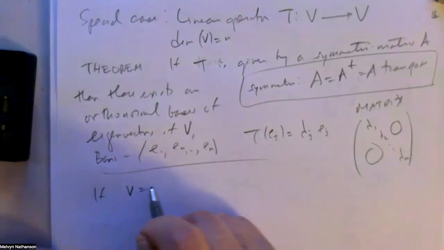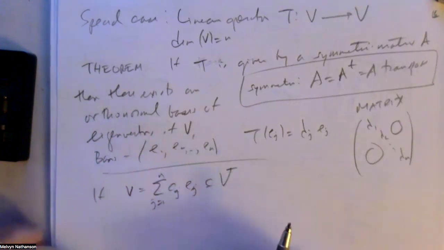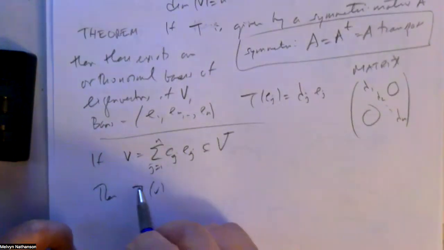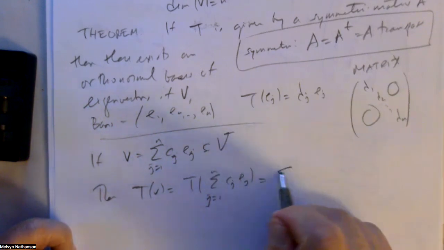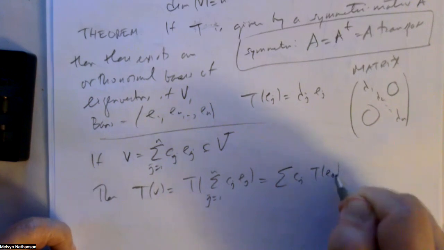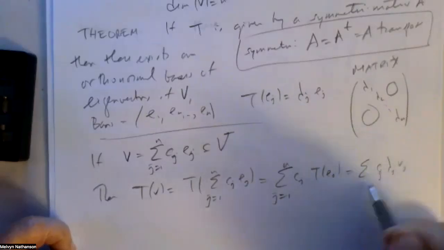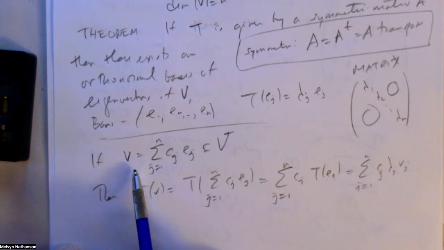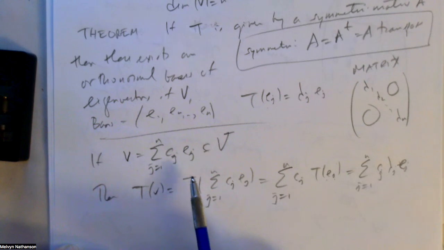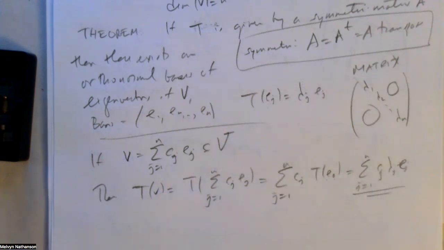If V is a vector, which is some linear combination, the sum of Cj Ej, j goes from 1 to n, any vector in the vector space V, then T of V is T of the summation Cj Ej, j from 1 up to n. This is the summation Cj T of Ej, but T of Ej is just lambda J Ej. So if you have a vector V and you apply the linear transformation to it, you simply multiply each coordinate of Ej by lambda J. That's very simple. That's exactly what it means to have a diagonal matrix.